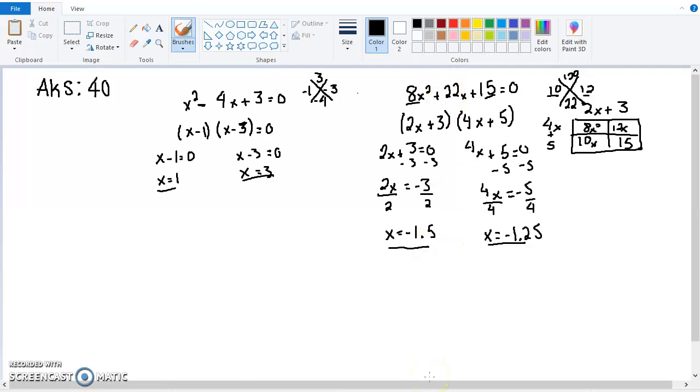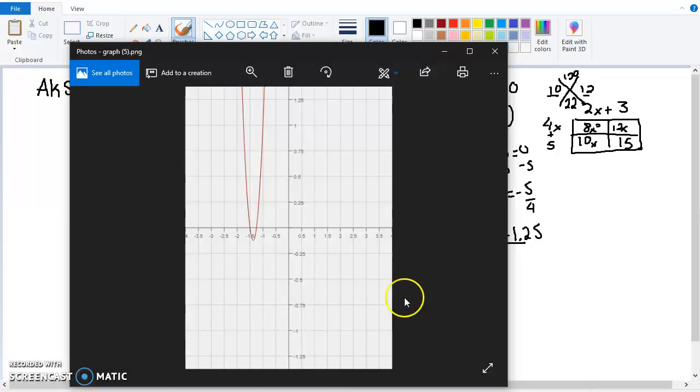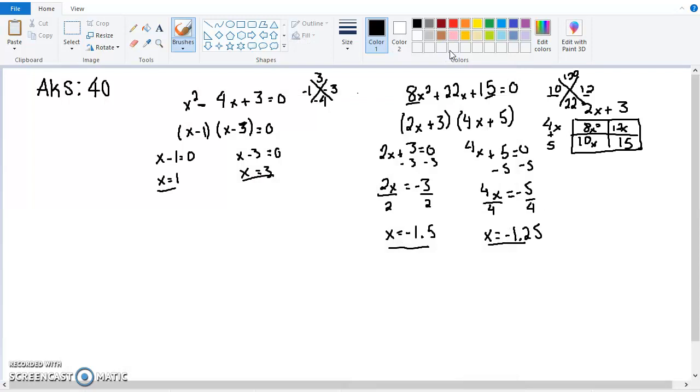And when you plug it into the graphing calculator, this is what you should get. So negative 1.5 is where it hits, and then between the 1 and negative 1.5 will be negative 1.25. So that's how you know you did your factoring correct.